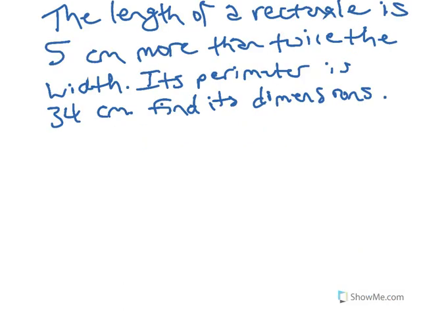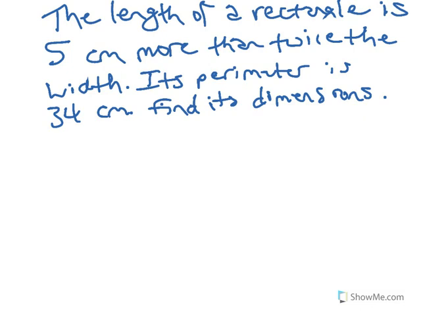A very popular form of word problem that is great for the substitution method of solving systems is a geometry problem involving the perimeter of a rectangle, like this one. The length of a rectangle is 5 centimeters more than twice the width. Its perimeter is 34 centimeters. Find its dimensions.